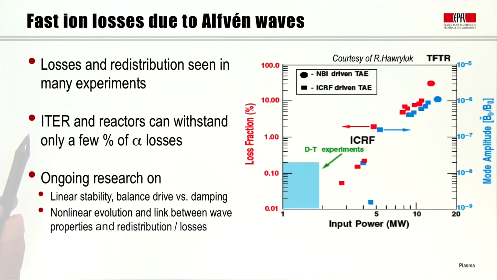In fact, we have to worry about losses or redistribution, because in ITER and in future reactors we can only withstand a few percent of alpha losses. There is therefore ongoing research to investigate the linear stability of the modes when they are present at all, which results from the balance between the drive from the fast particles and the damping from the background plasma, and to also see how the modes evolve non-linearly and what the link is between the wave properties and the redistribution and the losses that the waves cause.